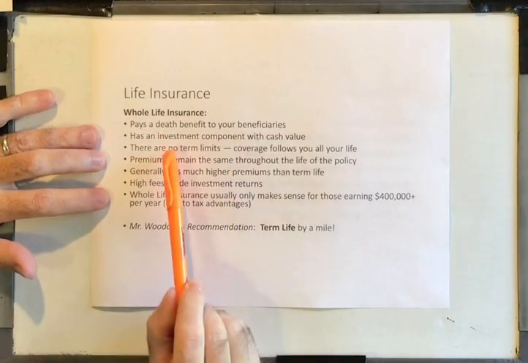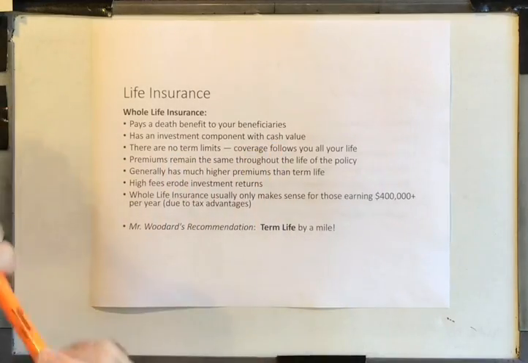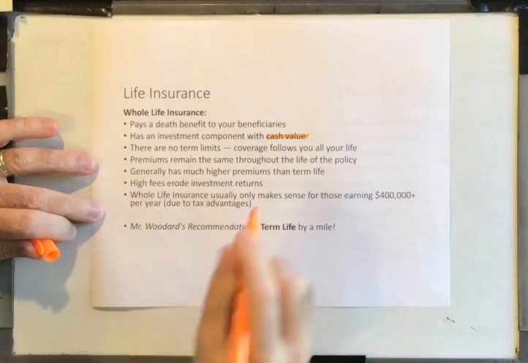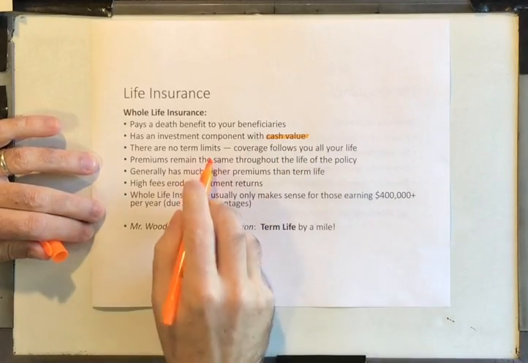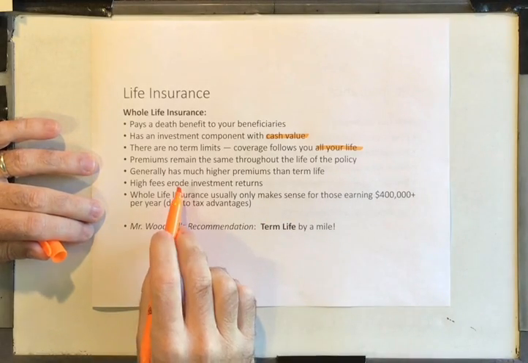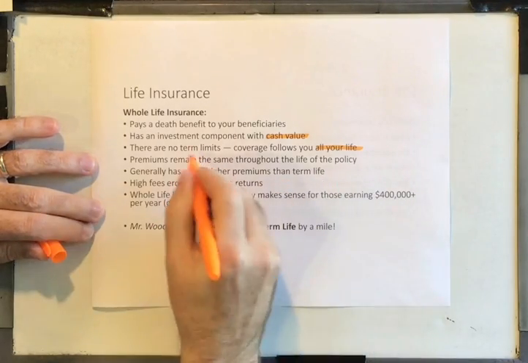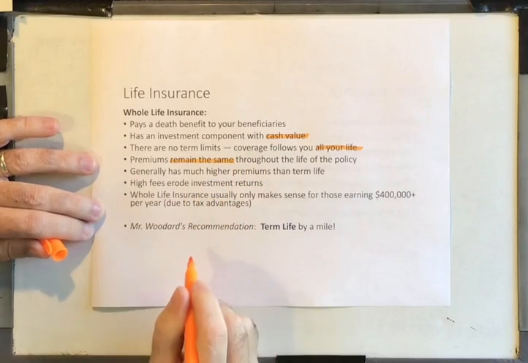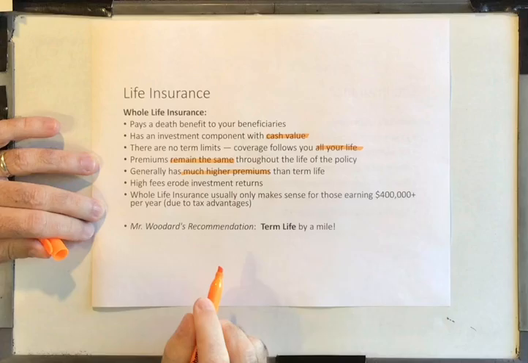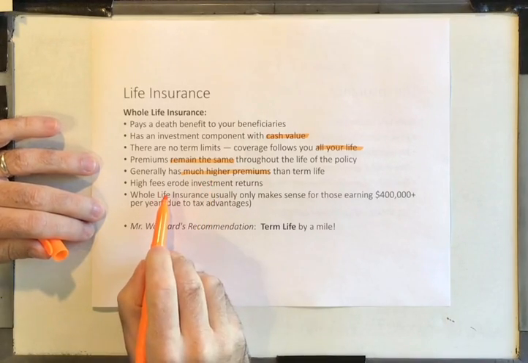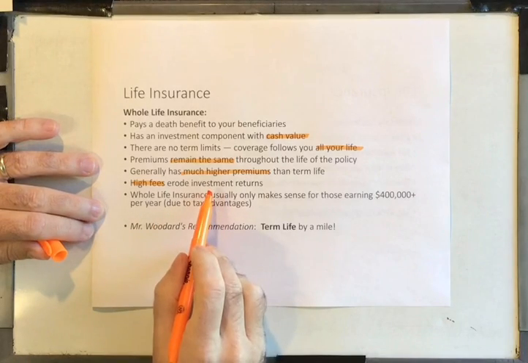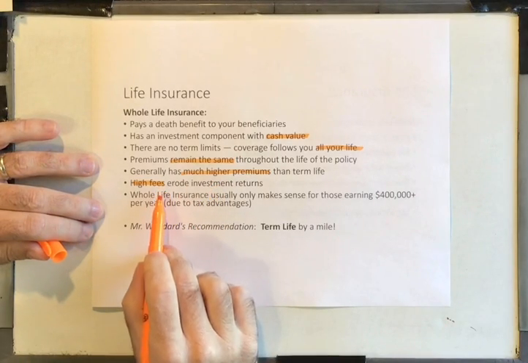It pays a death benefit, has an investment component with a cash value, so you can cash it out. There are no term limits, so it follows you all of your life. The premiums remain the same throughout the life of the policy, but they're much higher than term life. And there are high fees because of that investment component.